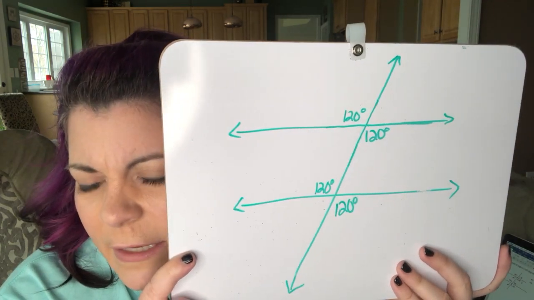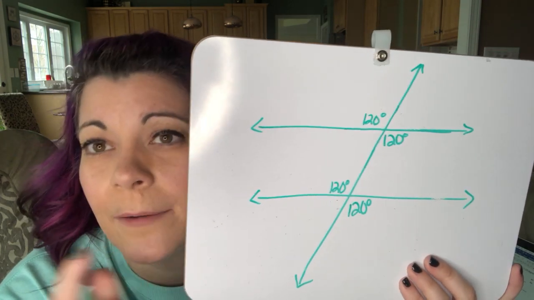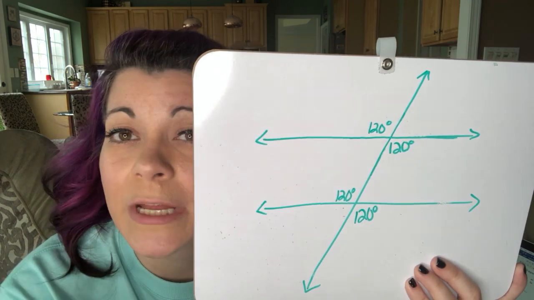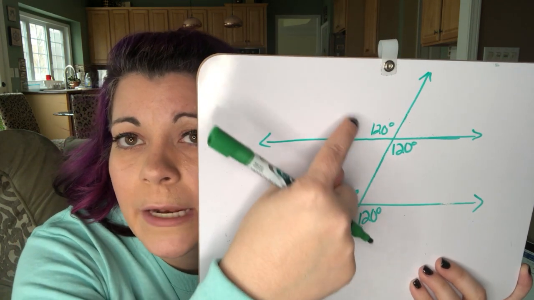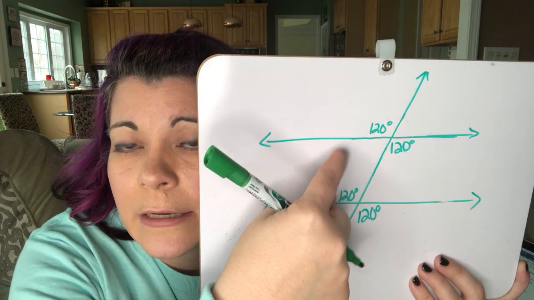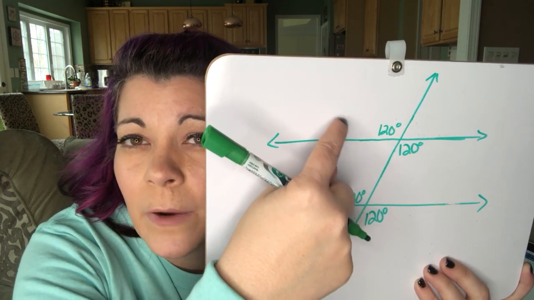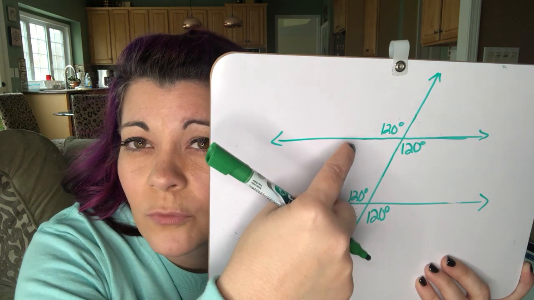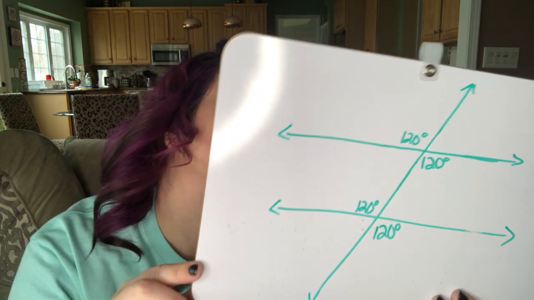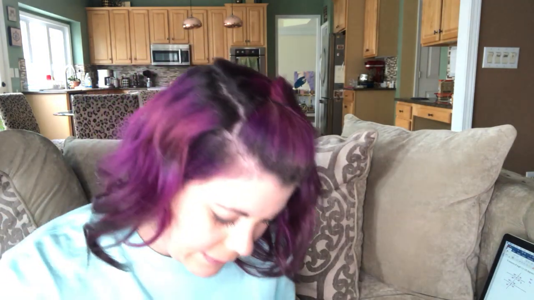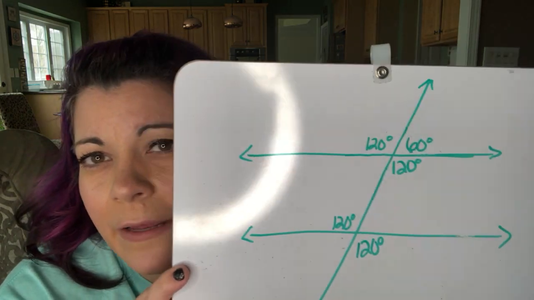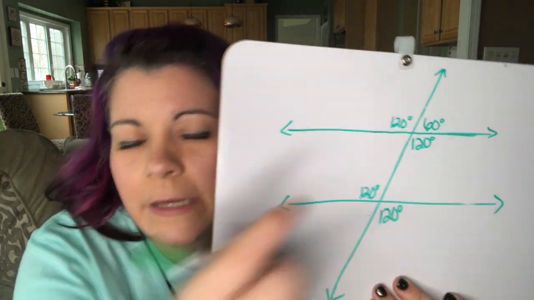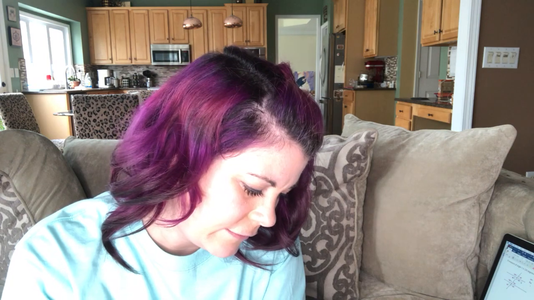Now I have to start thinking about how can I figure out the other ones? What about adjacent angles? We know adjacent angles are supplementary. So 120 and this one are going to add up to be 180. So 180 minus 120 is 60, right? So 60 degrees. So that one is 60 degrees, and now I can start doing this. Vertical angles. It has to be 60 degrees too.